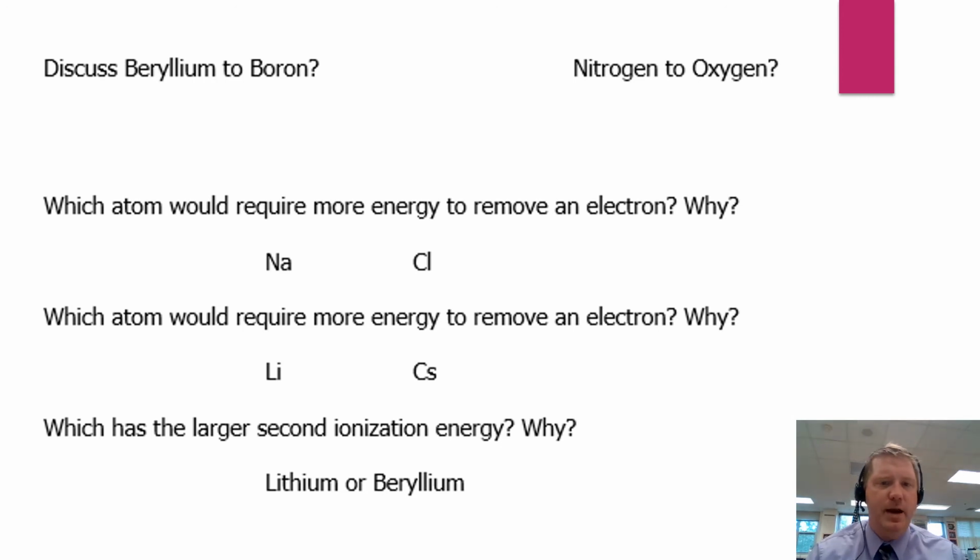And here we are comparing sodium to chlorine. Sodium would be easier to remove, chlorine would be harder to remove. They're both in the third period, so you could ignore shielding effect. You have to say shielding effect is not the reason. Shielding effect is equivalent for both of these. They're in the third energy level. But chlorine has more protons, so it has a higher effective nuclear charge, and it's going to be more difficult to remove electrons from chlorine.